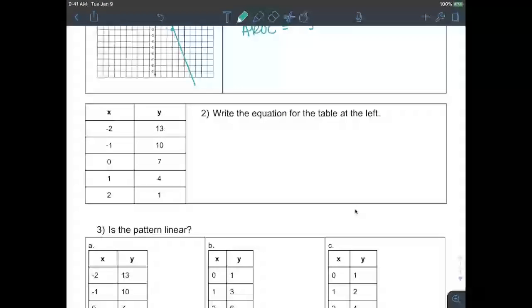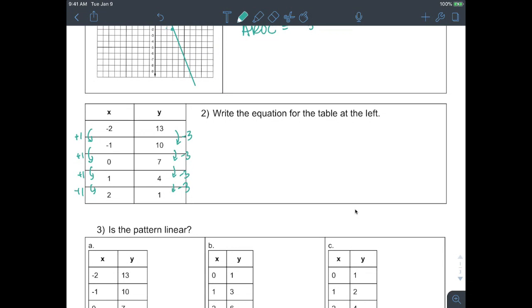We're going to write the equation from the table. So right now, what I need to look at is, are the x's changing in a consistent way? Negative 2 plus what gives me negative 1? It's plus 1, plus 1, plus 1, plus 1. They're changing in a consistent way. So I'm going to look on the right. The y value should also change in a consistent way if this is a linear pattern. So I'm subtracting 3, subtracting 3, subtracting 3, subtracting 3.